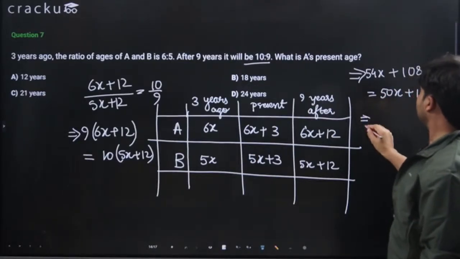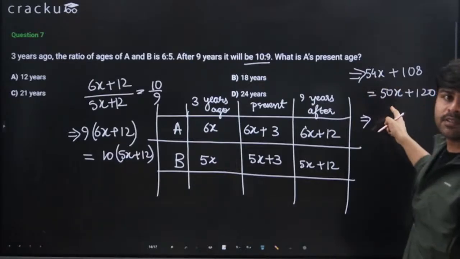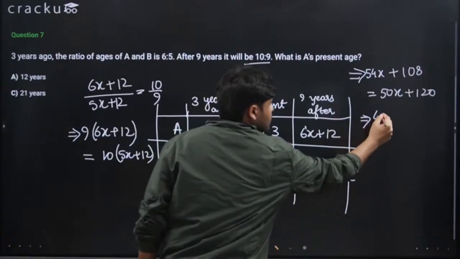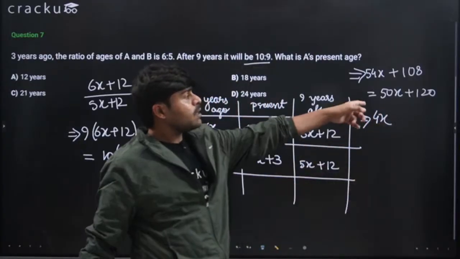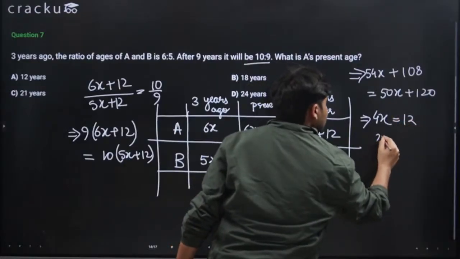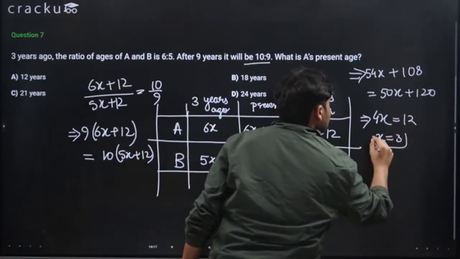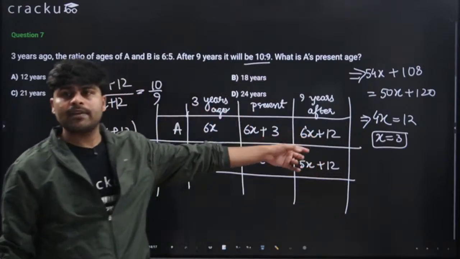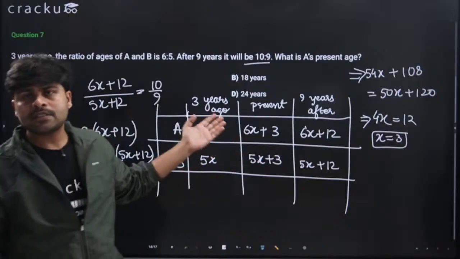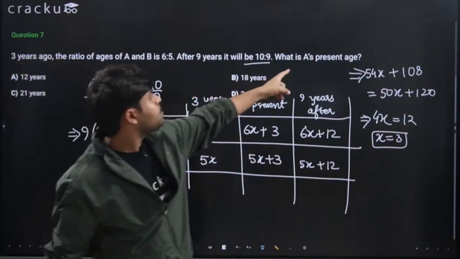We can simplify this. We will get 54 minus 50, which is 4x, and 120 minus 108 will be 12. The value of x will come out to be 3. That's it. We have already solved everything. There is only one variable in the question. We have found the value. We just need to answer the question. What is A's present age?